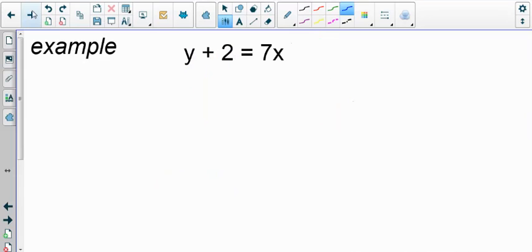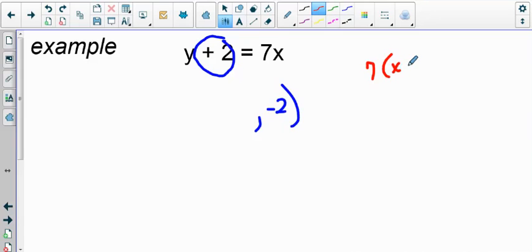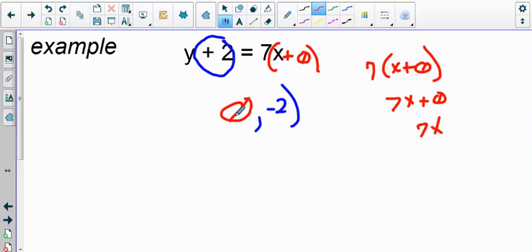Okay. What if you see something like this? Well, we know that the y, the opposite of this, is going to be -2. But what we don't see is, we don't see anything over here. Well, that is the same thing as 7 times x plus 0, right? 7 times x is 7x. 7 times 0 is 0, and 7x plus 0 is 7x. So if it looks like this, you know that the x has to be 0. Okay? When you see one that looks like that.